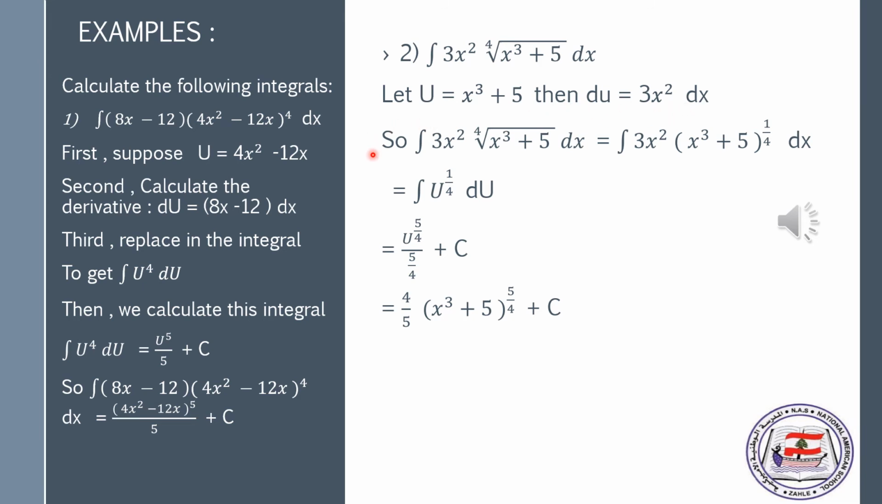Replacing u and du in the integral, we get u to the power 1 over 4 du. Then applying the rule, we get u to the power 5 over 4, over 5 over 4, plus c. Reducing the final answer, we get 4 over 5 times (x cubed plus 5) to the power 5 over 4 plus c.